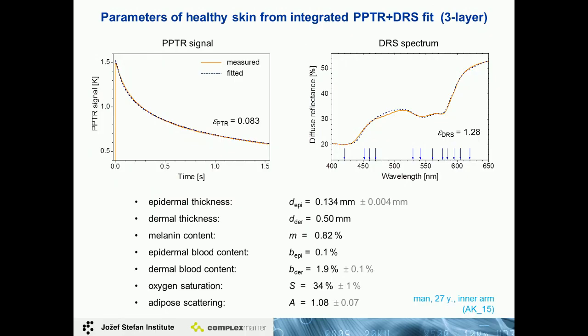And here you can see the match of the PPTR signal transient as well as the DRS, fitted again objectively at the same time to these two data sets, and we get an epidermal thickness that is reasonable. Melanin content is similar to before. Very little blood in the epidermis. Around 2% in dermis. The oxygenation seems rather low though, right? Also the dermal thickness of 0.5 millimeter is not very satisfying, but it's just a start.